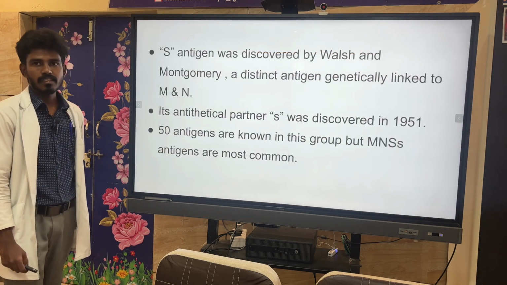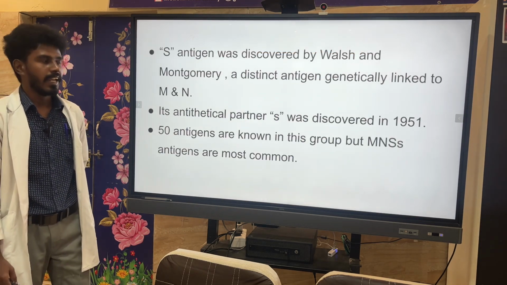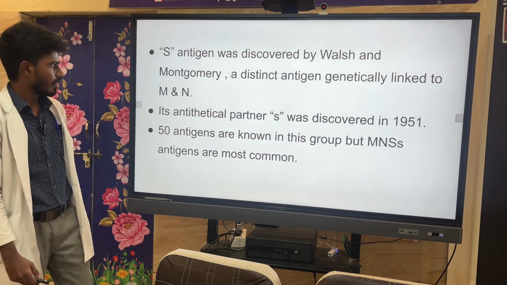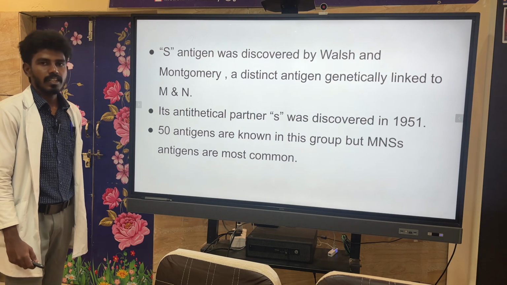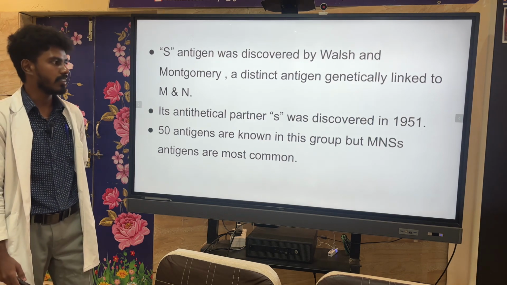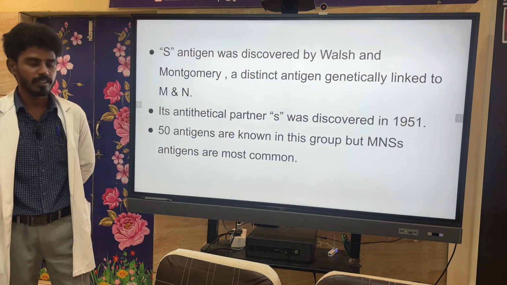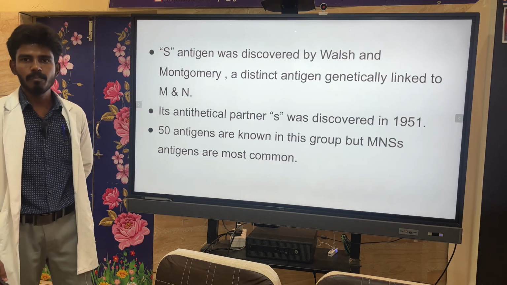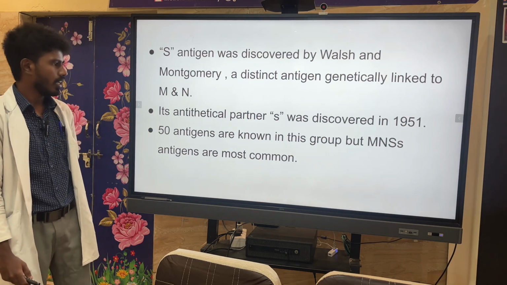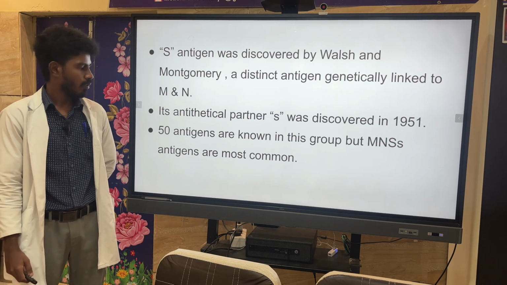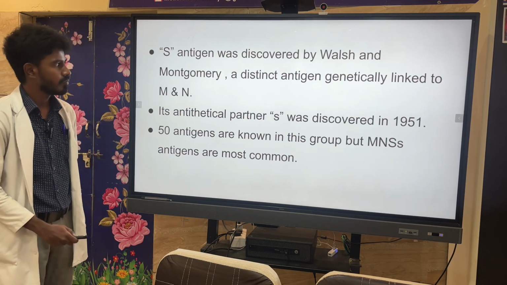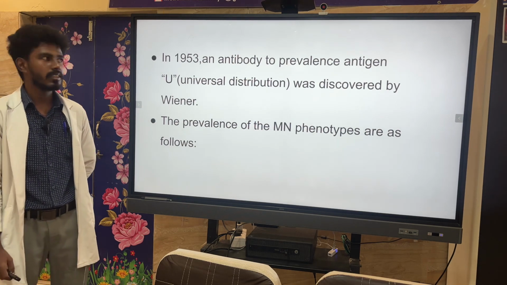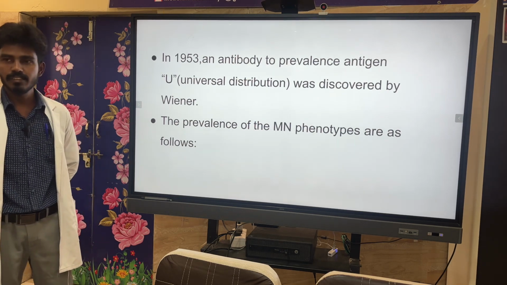S antigen was discovered by Walsh. It is genetically linked to M and N antigens. Its antithetical partner, small s, was discovered in 1951. 50 antigens are present in the MNS system now, but M, N, S and s antigens are the most common. In 1953, the universal antigen U was discovered by Weiner.